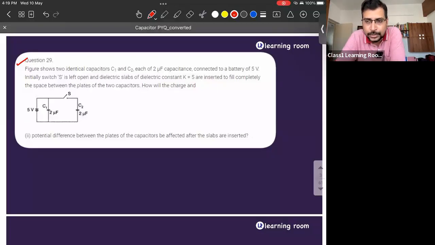So for solving this question, you need to look at the table that I gave. So check your notes and go to the table. Remember the table? Capacitance when dielectric is inserted, without battery, with battery.